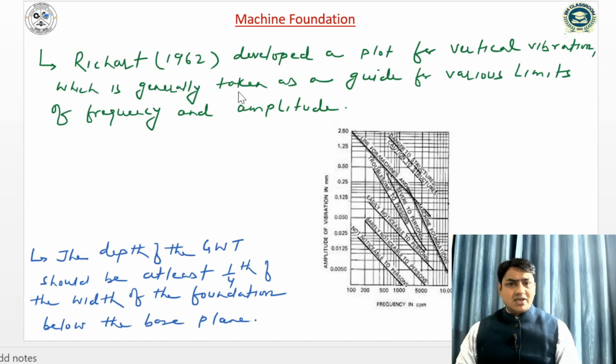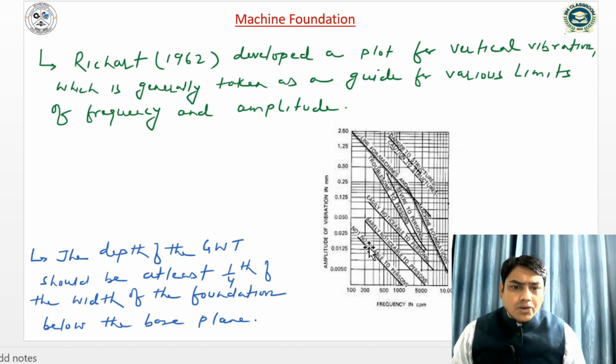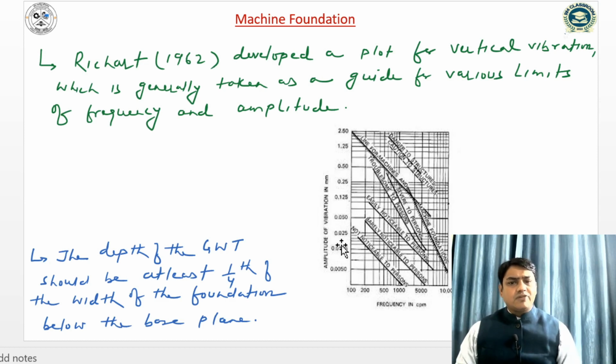Richart has given a plot for vertical vibration, which is generally taken as a guide for various limits of frequency and amplitude. This is the Richart chart. On the y-axis we can see the amplitude of vibration in mm, and on the x-axis the frequency in rpm. Here we can see the various lines: noticeable to persons, barely noticeable to persons, and severe to persons.